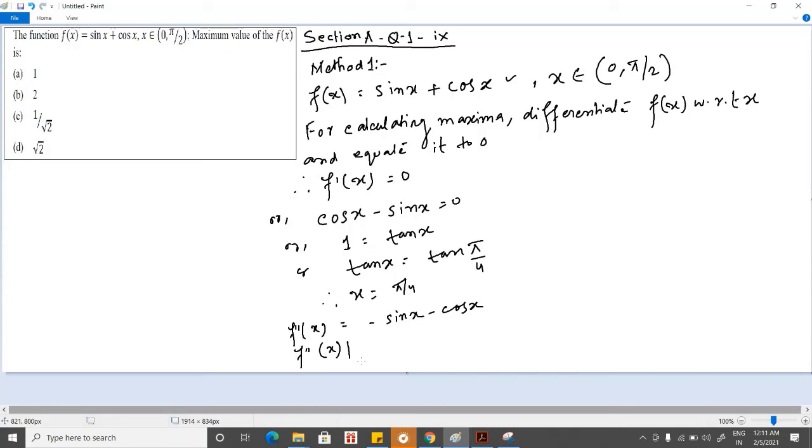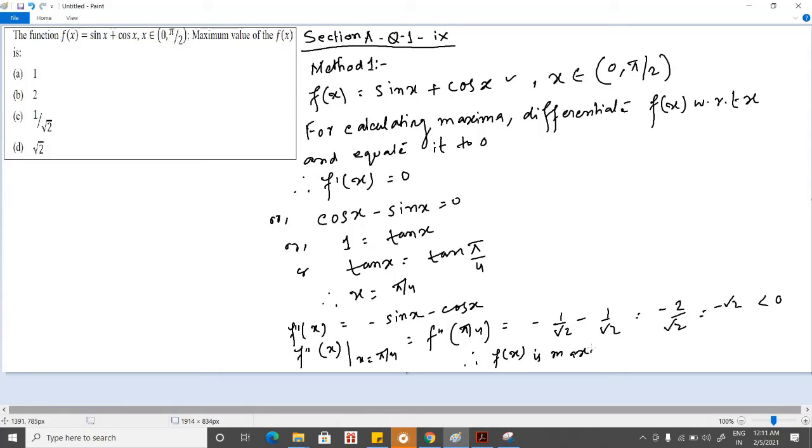Now the value of the second order derivative at x equals pi by 4 will give us minus 1 by root 2 minus 1 by root 2, and that is minus 2 by root 2, and that is minus root 2. So we can see that the second order derivative of f(x) at x equals pi by 4 is less than 0, which ascertains that f(x) is maximum at x equals pi by 4.